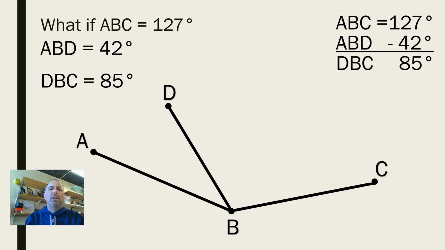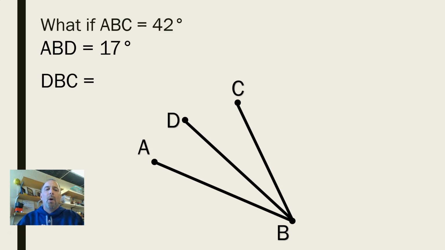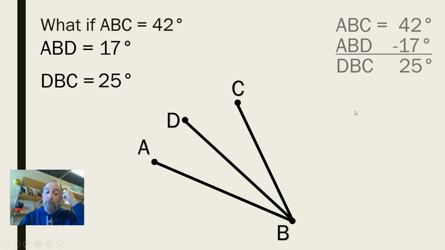Yes, logic, pure, sweet, and simple. What if ABC equals 42 degrees? ABC. So ABD is 17 degrees. So that leaves me DBC, which is here, for a value of 25 degrees. It's a very logical process.